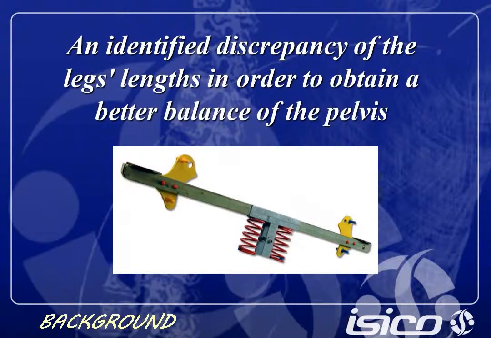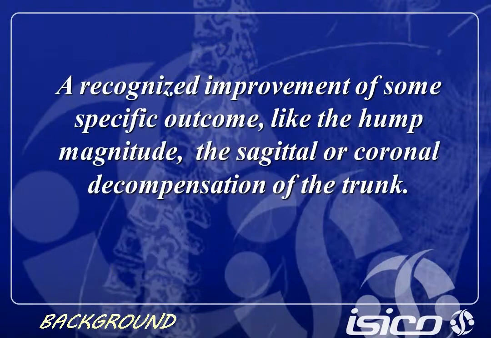One case is if we identify a discrepancy of the legs' length, in order to obtain a better balance of the pelvis. The second aim is if we see that with the shoe lift an improvement of some specific outcome is possible, like the Cobb magnitude, or the sagittal or coronal decompensation of the trunk.